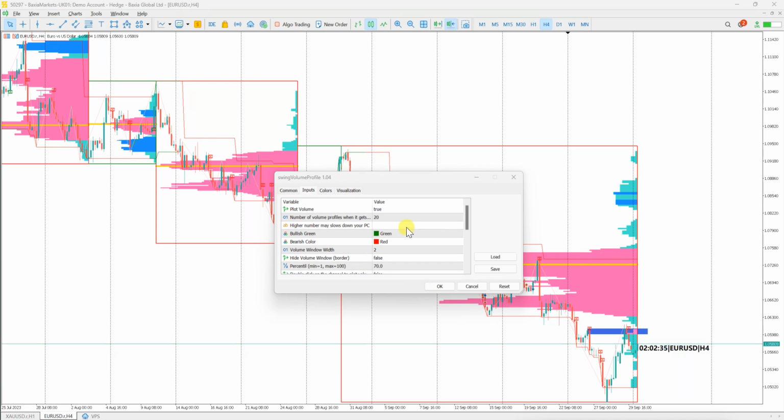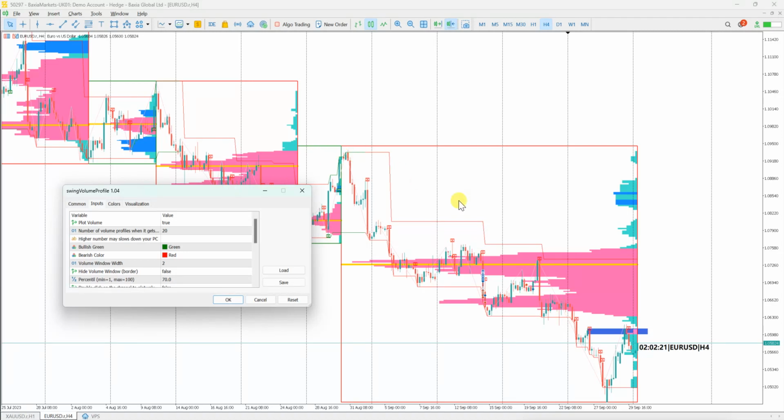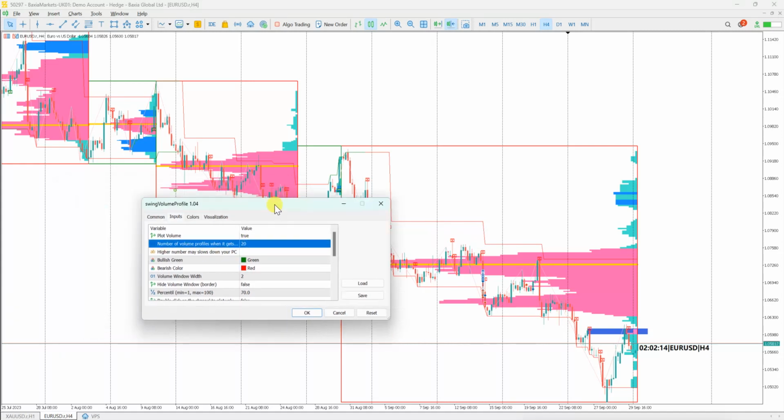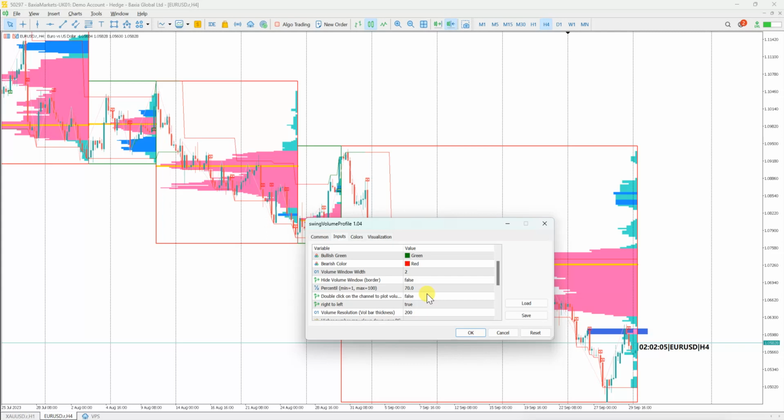Hey guys, we are looking at swing volume profile indicator version 1.04. With this version, you can plot volume on the swing. Here it is set to true and it's plotting 20 volume profiles to the back, to the past history, and the volume resolution is 200.